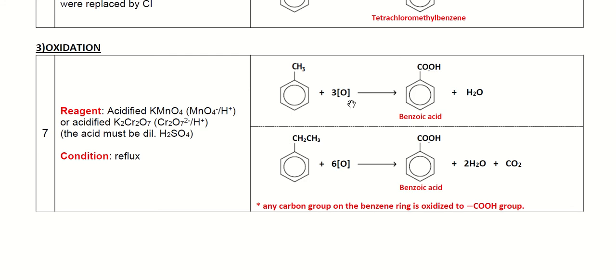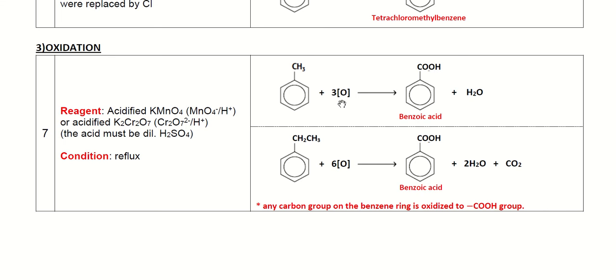So the first one, if you have alkyl group here, it will be oxidized into carboxylic acid. So you call this benzoic acid. So again, CH3 here, it will become COOH. And there will be water. Now, why do I put 3 oxygen here? Because here there's no oxygen. But if you count on your product, there are 1, 2, and 3. Therefore, there are 3 oxygen.